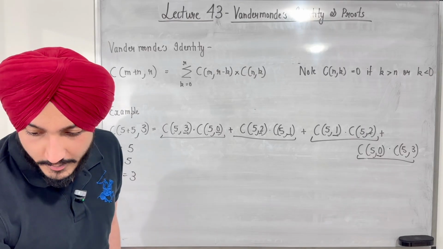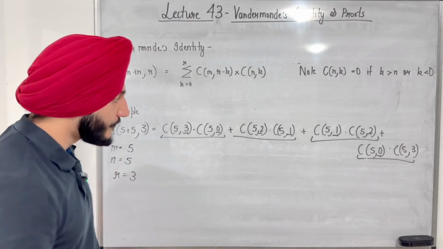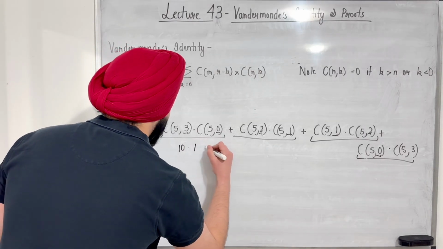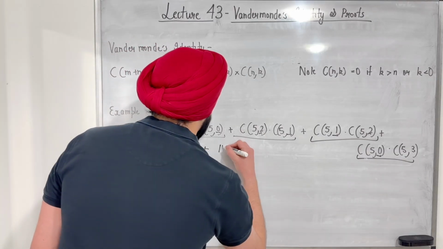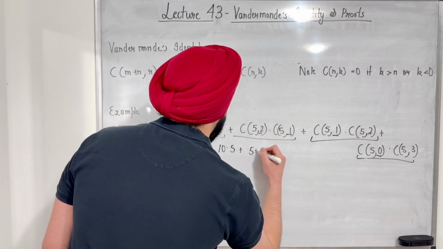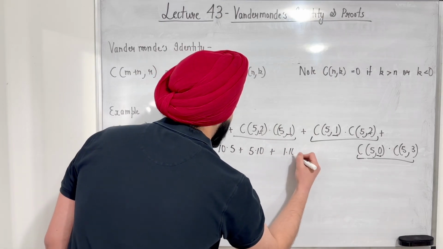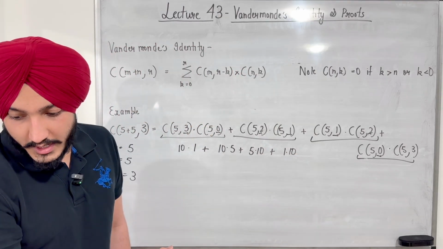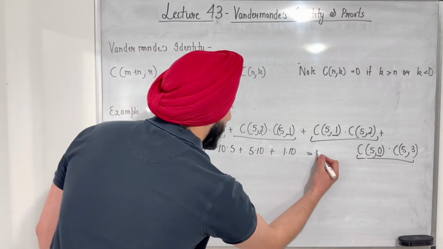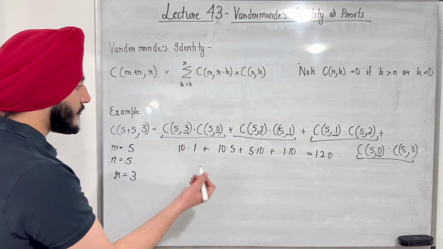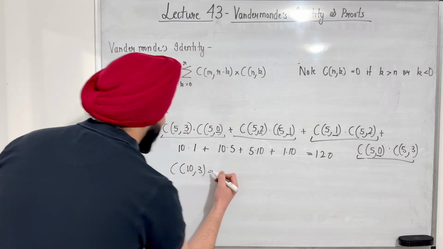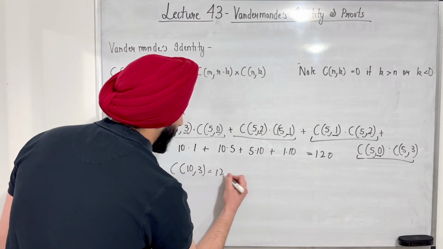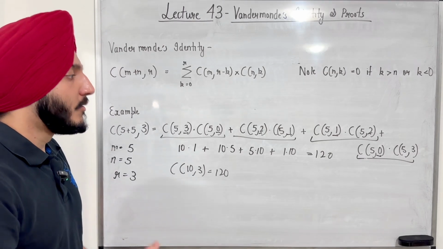If you sum this up together, you'll get C(5,3)·C(5,0) plus C(5,2)·C(5,1) plus C(5,1)·C(5,2) plus C(5,0)·C(5,3), which will give you 120. You can also double check this by solving C(10,3) directly, and if you solve this directly, you'll also get 120. So that's exactly what we're doing.